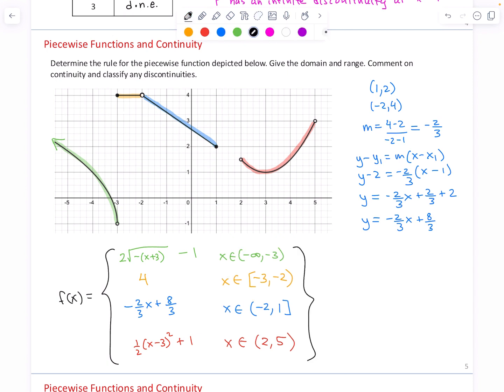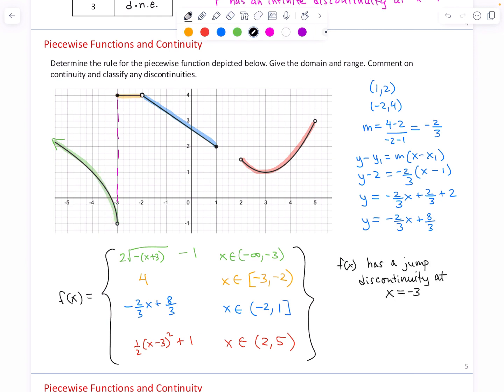Now we'll comment on any discontinuities. At x equals -3, we have a discontinuity. The graph approaches a height of -1 from the left and a height of +4 from the right. No infinities are involved here, and the two heights are different, therefore this is a jump discontinuity.